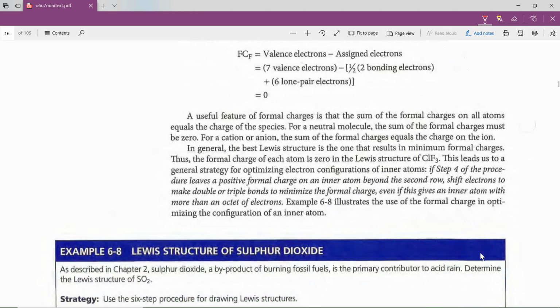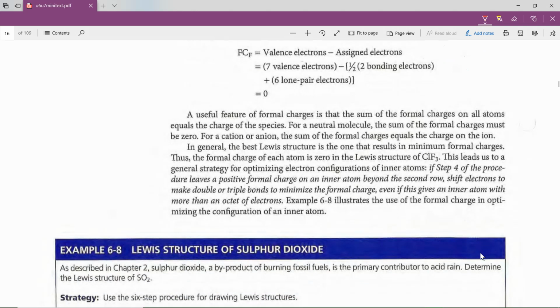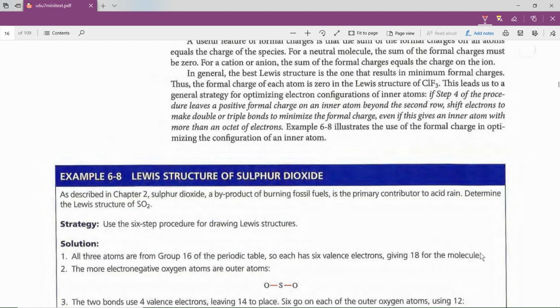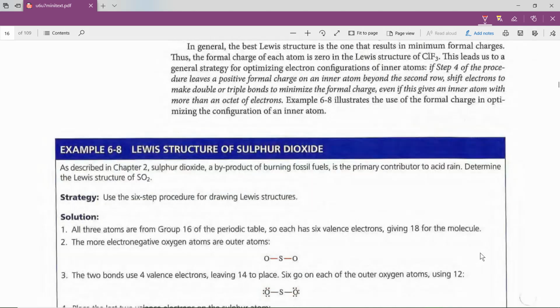Okay, if you have a positive formal charge on an inner atom beyond the second row, you want to try to minimize it. Getting formal charges of 3 or negative 3, if you're getting stuff like that, you've got to look more closely, because those are very rare to find. Even formal charges of 2 and negative 2 are not that common. I mean, they're there, but they aren't that common.